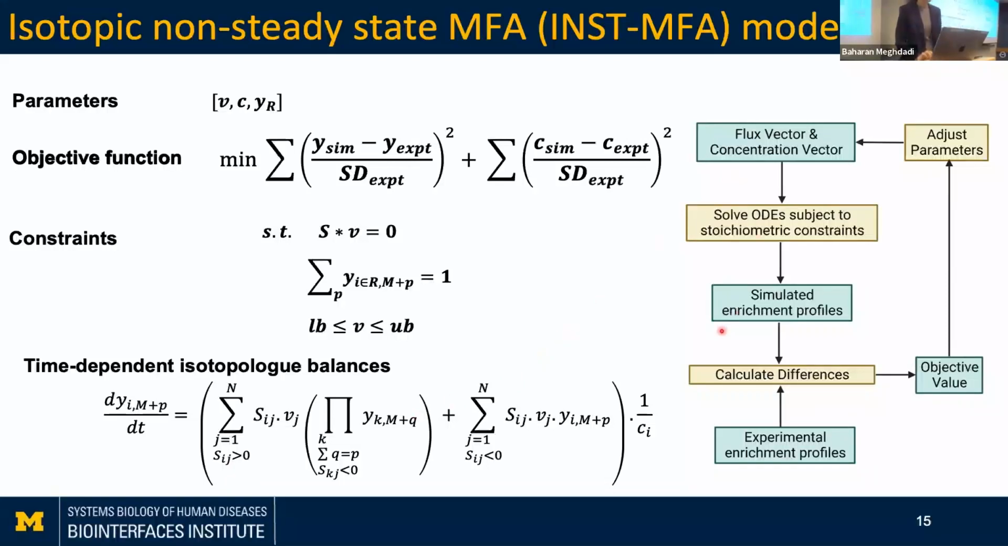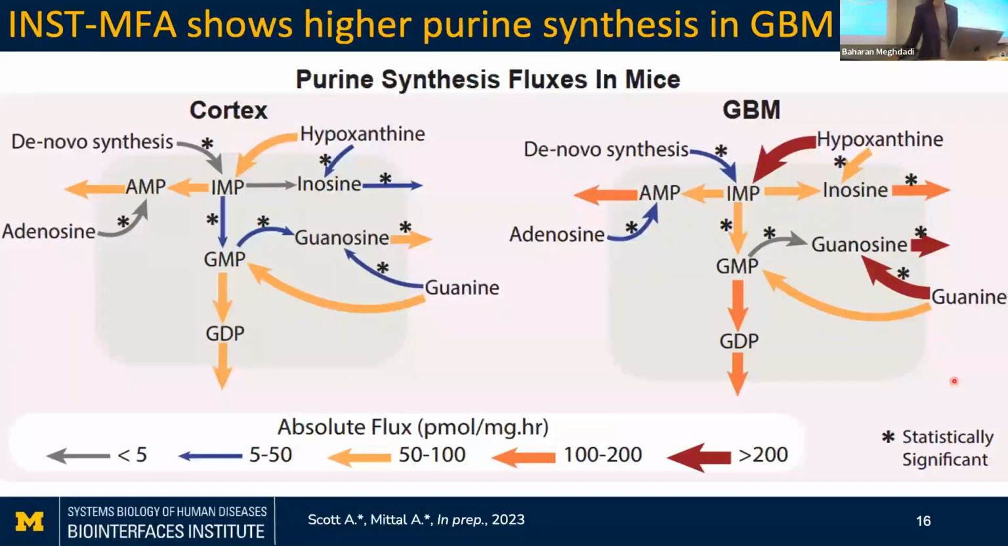So to optimize this problem, we first initialize some MIDs and fluxes and concentrations, all of these parameters are first initialized, and then we solve the ODEs and find the MIDs and concentrations. And then we calculate the differences and find the objective value. And with nonlinear programming, we adjust the parameters and it runs until we find a minimum for this problem. So using this method, we can quantify the fluxes of purines.